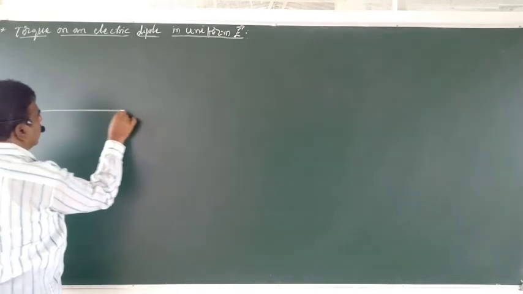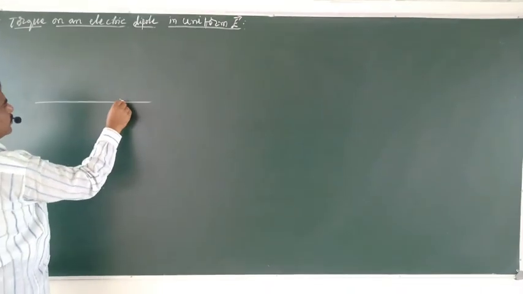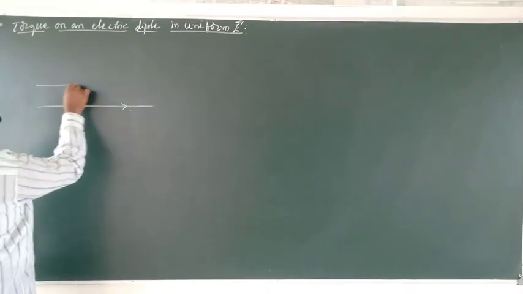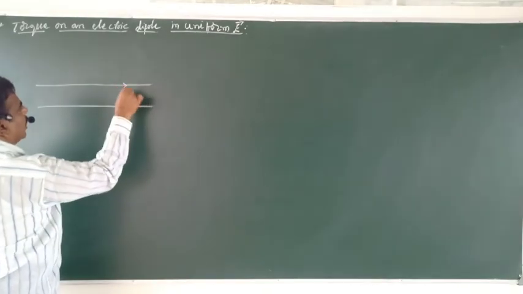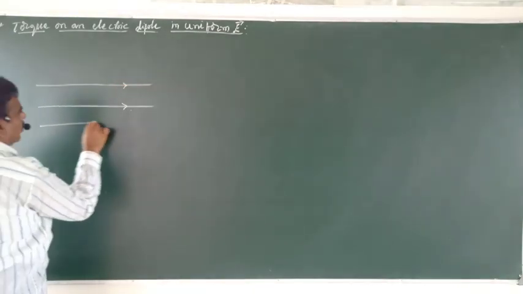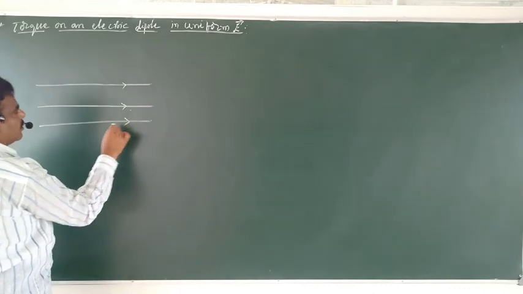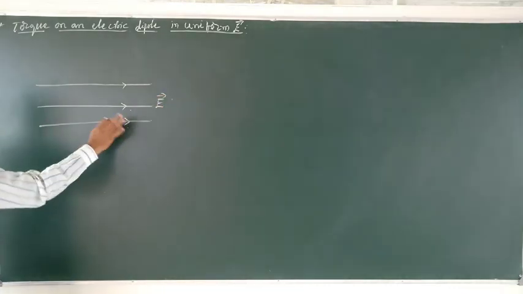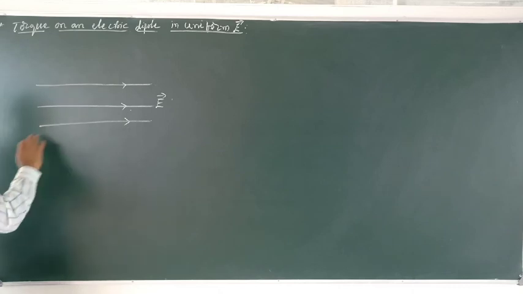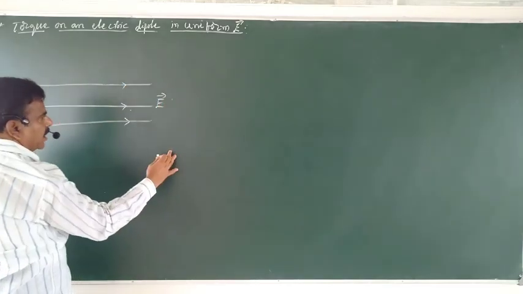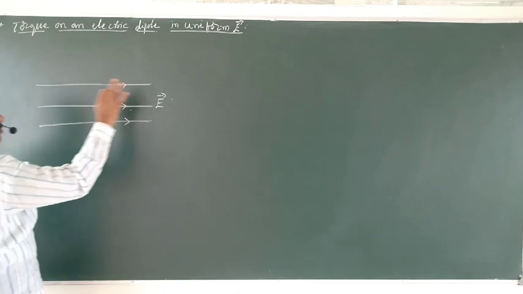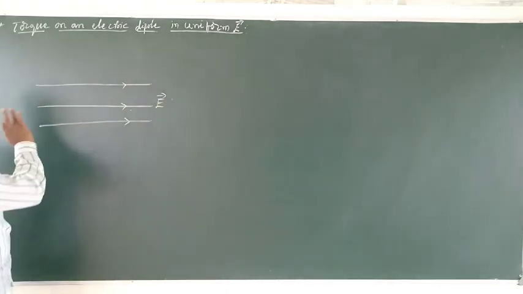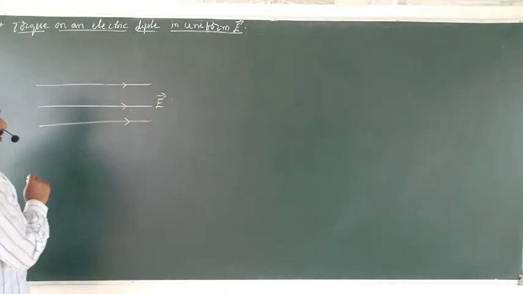Therefore, consider a uniform electric field. Uniform electric field is represented by parallel lines. The field is like this. This means there is some positive charge, there is some negative charge, therefore the lines of force are directed from left side to right side.